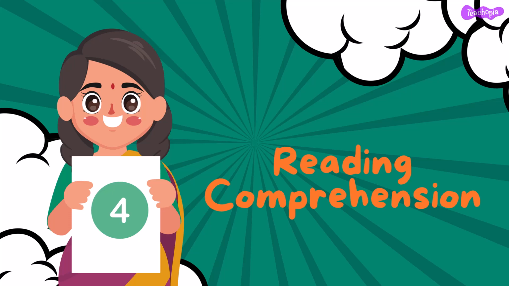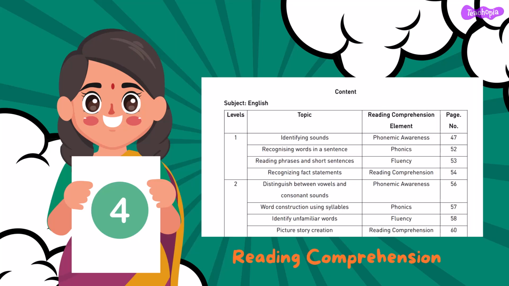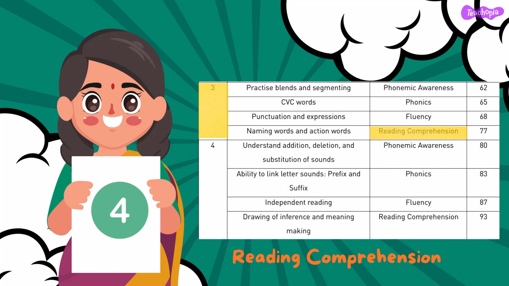Welcome to the series on understanding the NAS English Workbook. Let's learn about the final skill in our series, Reading Comprehension. Reading Comprehension is the fourth element covered in each level across learning levels 1, 2, 3, and 4.